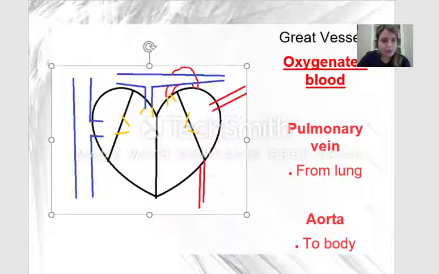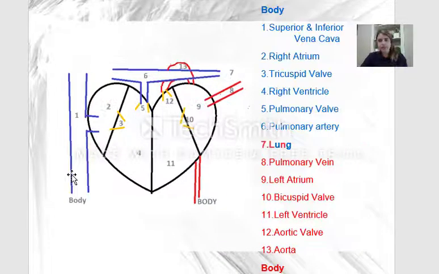So let's go through this flow of blood one more time. We're starting with the superior and inferior vena cava, going to the right atrium, tricuspid valve, right ventricle, pulmonary valve, pulmonary artery, to the lungs, pulmonary veins, over here, right, number 8.